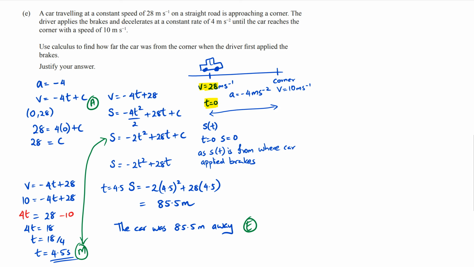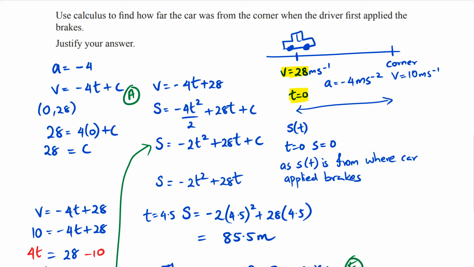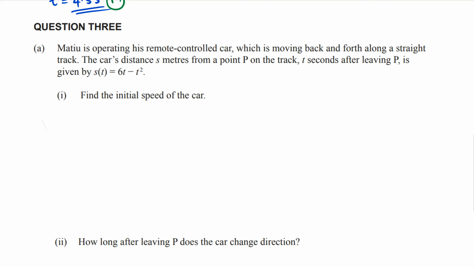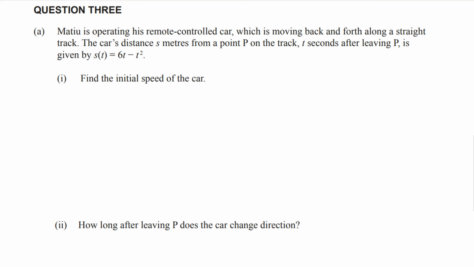All right, guys. So that is question 2 done. Now we go to question 3. So in question 3, what we have is a remote control car. s of t is given to us, and we need to find the initial speed of the car. If we're trying to find the initial speed of the car, we are looking for v of 0.